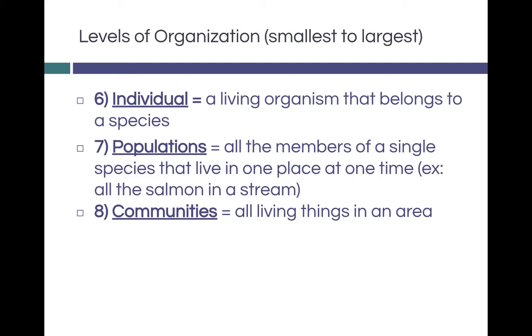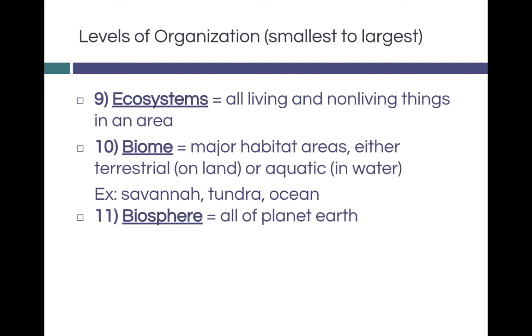Communities, building off of populations, would be all of those living things living in that area or that place at one time. So if you have your herd of elephants along with your lions and zebras and gazelles living in that ecosystem at that particular time, that would be a community. Ecosystems are all of the non-living and the living things in an area. So now we have to incorporate those abiotic factors as well as those living organisms in the community.